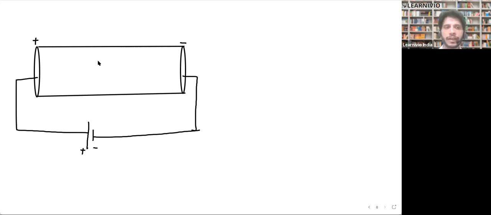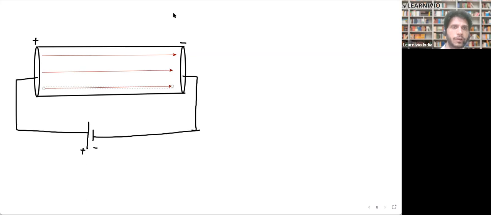Now, due to this positive and negative end, an electric field gets established inside the conductor. This is the electric field. Who is generating this electric field, Ahmed? The cell. The cell is the source of the electric field. And the conductor had some immobile ions and electrons.